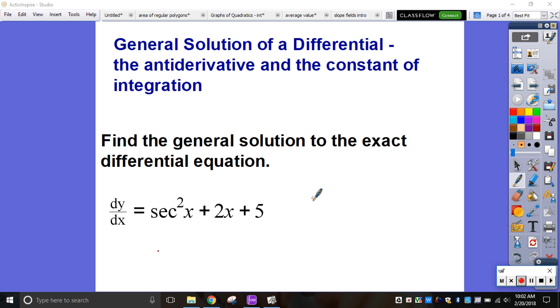Hello, this is Mrs. Taylor, and I'm going to introduce you to general solution and initial condition. So, the general solution of a differential is the antiderivative and the constant of integration.